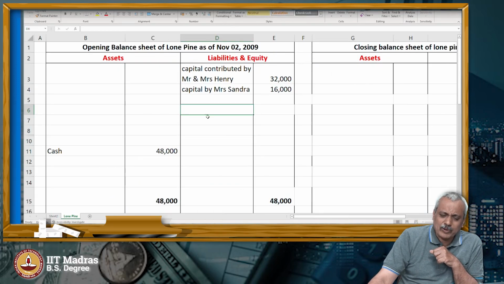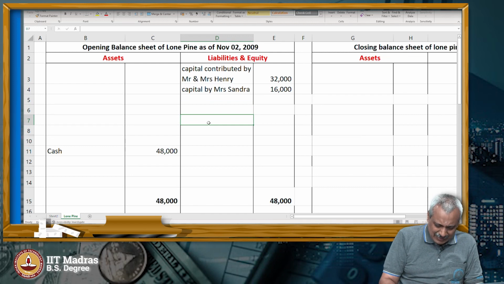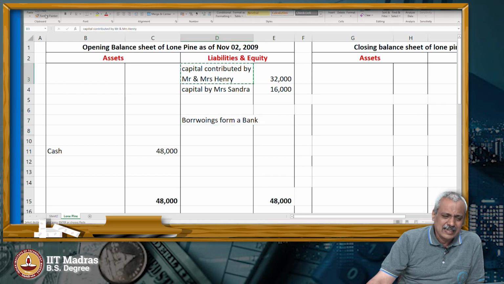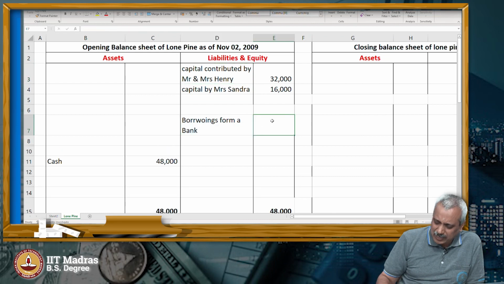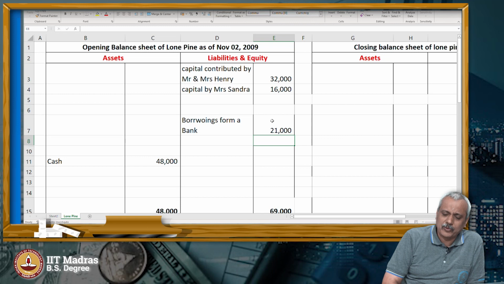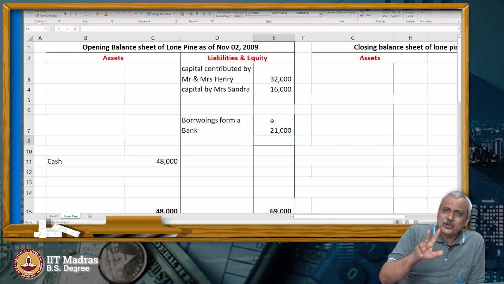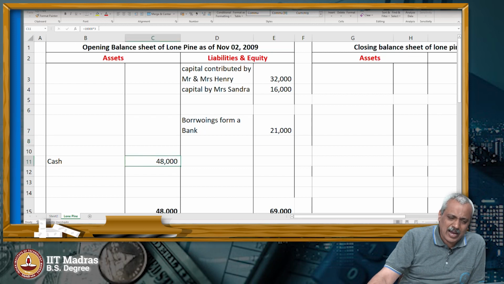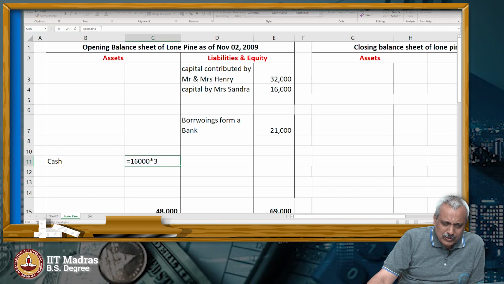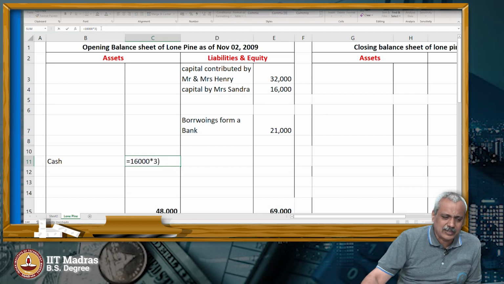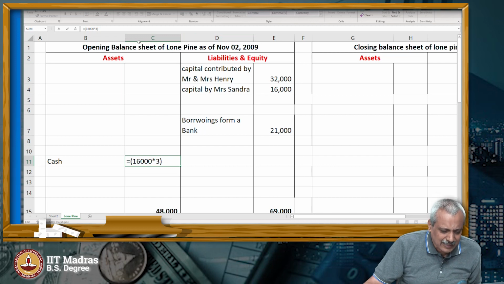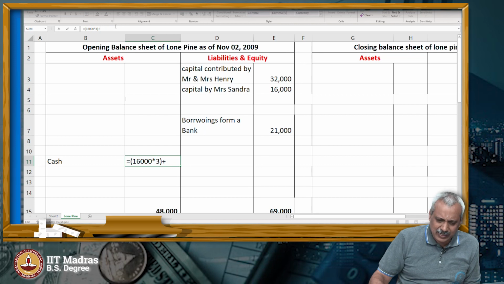When you borrow from a bank, what happens? The liability increases. The liability basically increases in this particular case. What is the amount borrowed? 21,000 is the borrowed amount. When you borrow, you owe the money back, but you have the cash. The cash basically belongs to the enterprise, belongs to the cafe out there.